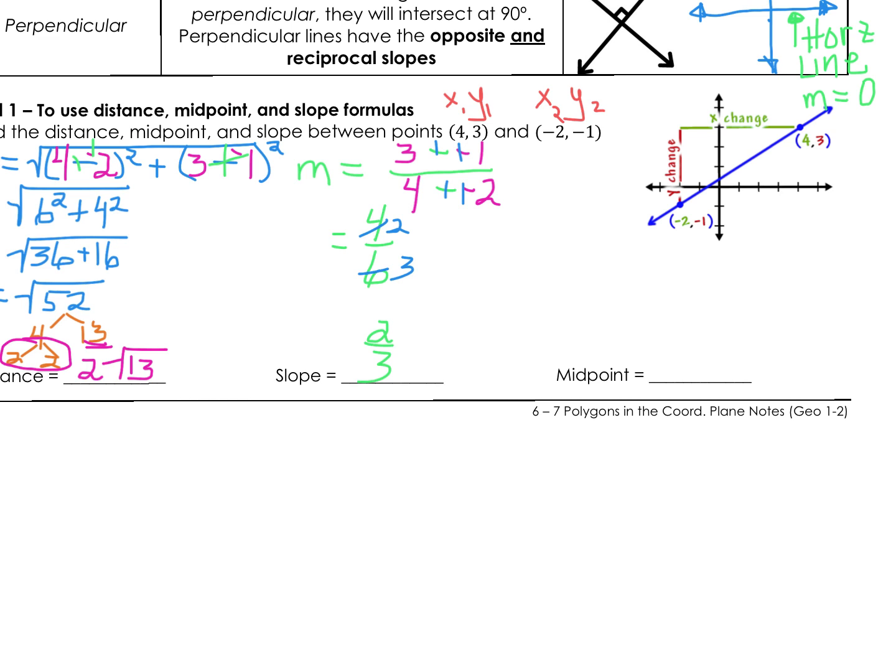So if I rise, and we have to do rise over run, rise is always up or down, run is always right or left. So here I'm going to rise 1, 2, 3, 4. Here's that rise of 4. And the rise is a positive value, so it's positive 4.